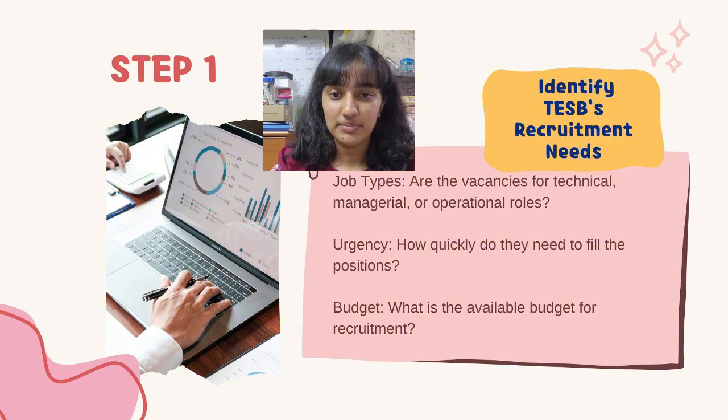As for my part, I would like to talk about decision making on hiring method. The first step is to identify TESB's recruitment needs. Firstly, we should take note of the job types, which are whether there are vacancies for technical, managerial or operational roles. Secondly, take note of the urgency, which is how quickly they need to fill the positions. Last but not least is the budget. What is the available budget for the recruitment?